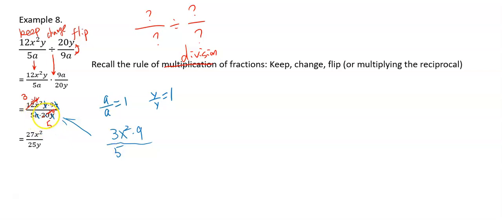A is gone. 20 is reduced down to 5, so replace that with a 5, and y is gone. So now you can multiply 3 and 9 to get 27 and keep that x squared. And the bottom, 5 times 5, that is 25. Sorry, there shouldn't be a y here, because that y is already canceled.